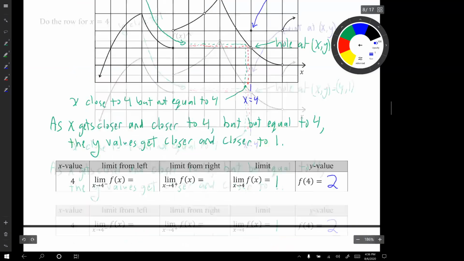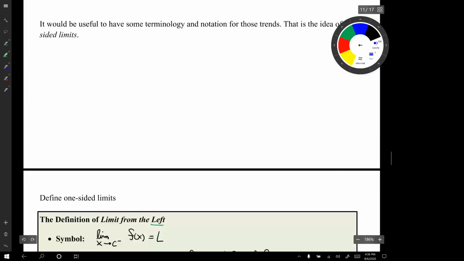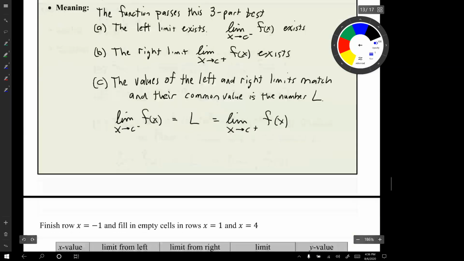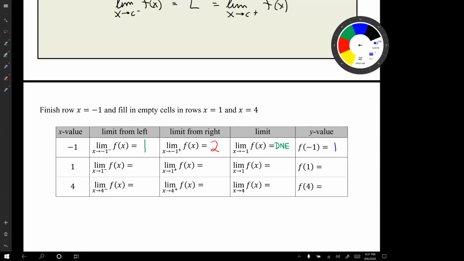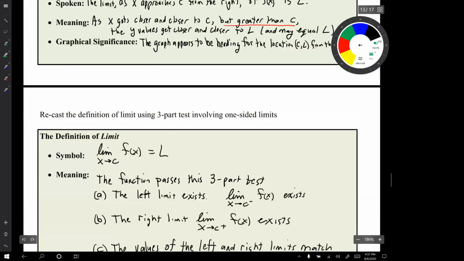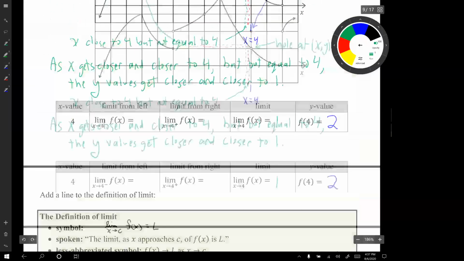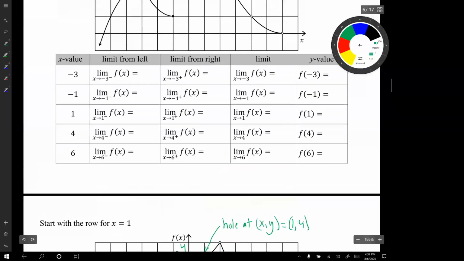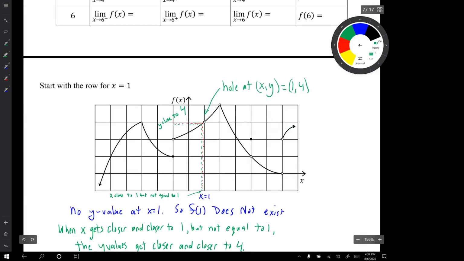So let's go back down to this new table and fill in the rest of it. So the y value did not exist, but the limit was 4. Well, if the limit was 4, that must mean the left limit is 4 and the right limit is 4. If you go back up to the graph, you see that if you want to look at the graph in terms of left and right limits, the graph is heading for the location 1, 4 from the left. The graph is also heading for the location 1, 4 from the right.